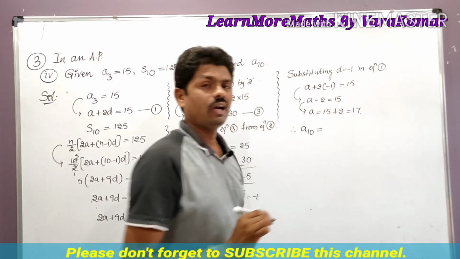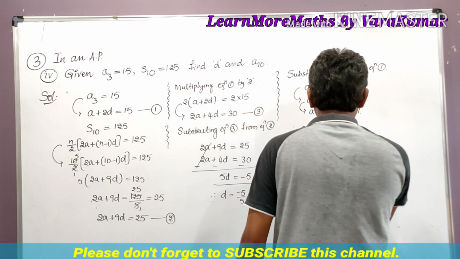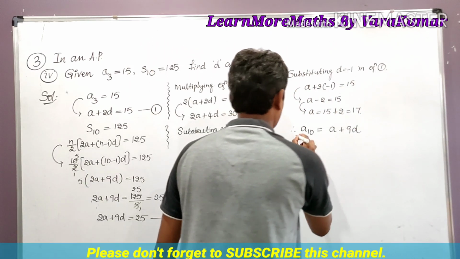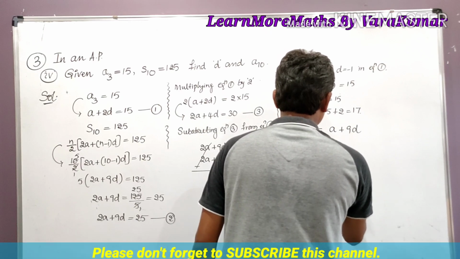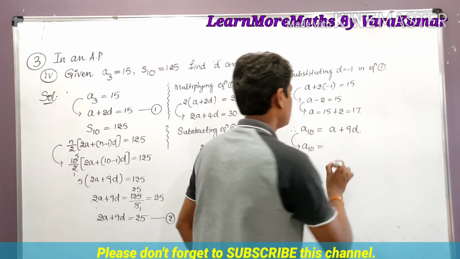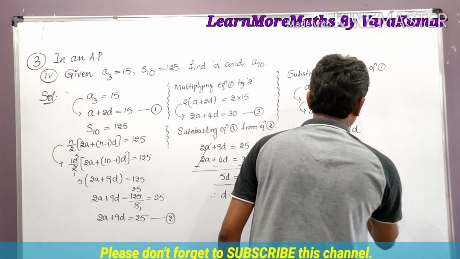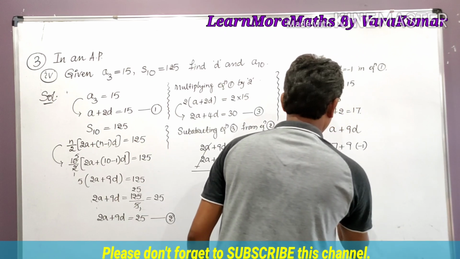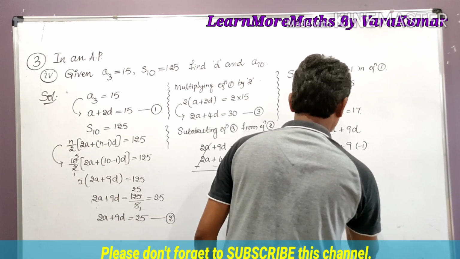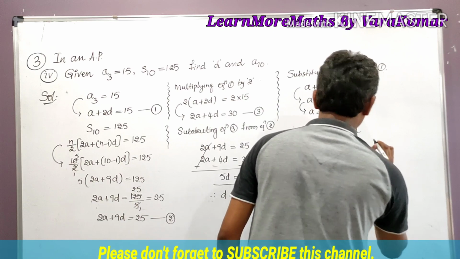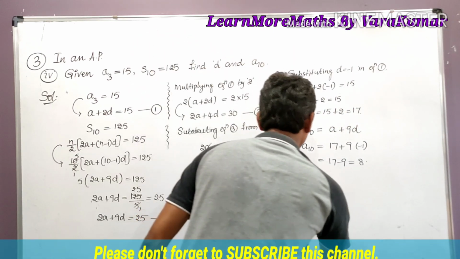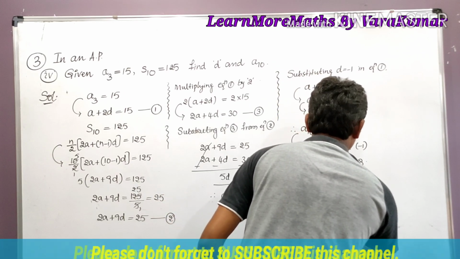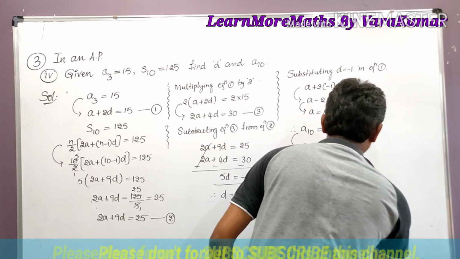So in an AP, a10 can be written as a plus 9d. Just substitute the a and d values. A is 17, so write 17 plus 9 into d, which is -1. So 17, 9 into -1 is -9, and 17 minus 9 is 8. Therefore we found d and a10. d is equal to -1, a10 is equal to 8.